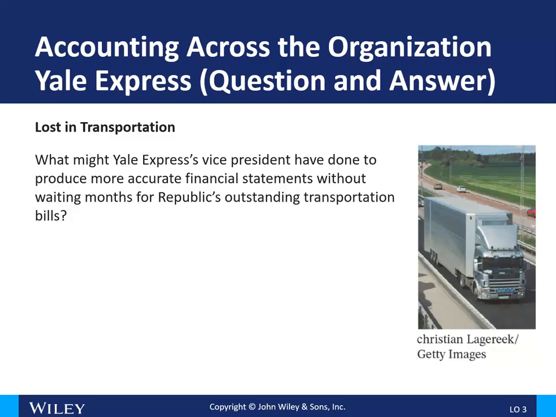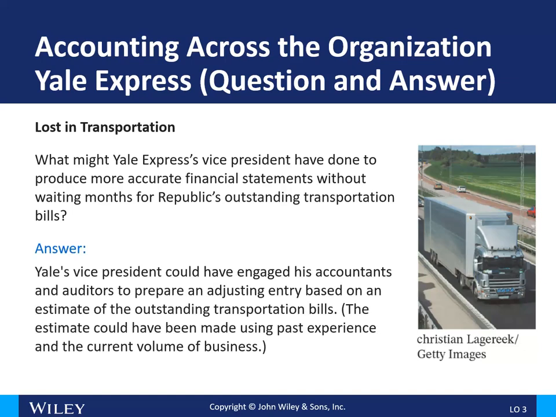What might they have done to produce more accurate financial statements without waiting months? So if you didn't want to wait, you could have looked at history and what kind of transportation bills had come in and made an estimate, and that's appropriate to make an estimate and book that estimate as your adjusting entries. Okay, as long as the estimate isn't too out of line, and we use the word materiality, it's not too much of a material difference, that's appropriate, and the auditors would sign off on that.